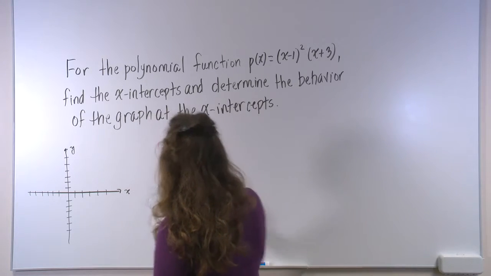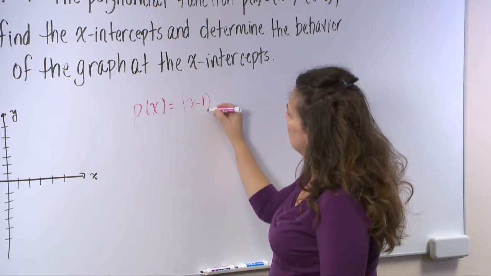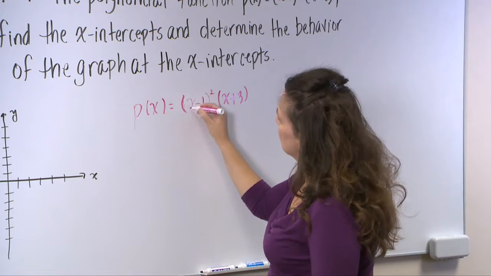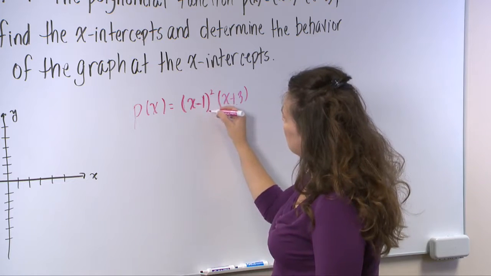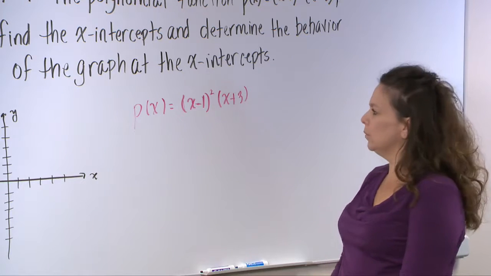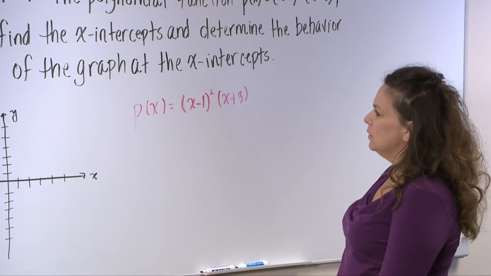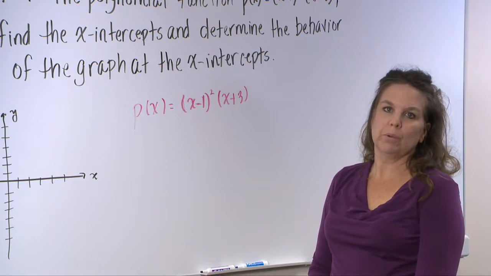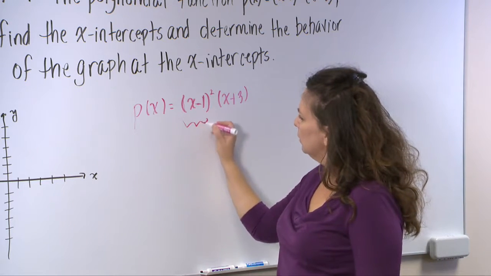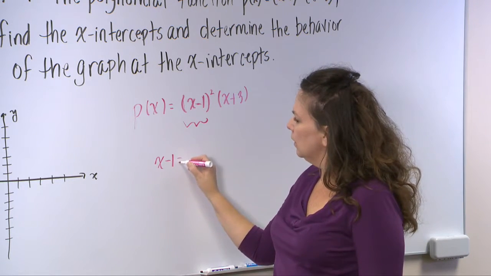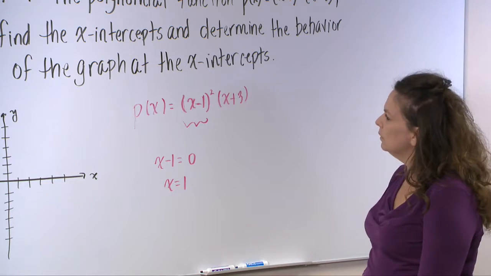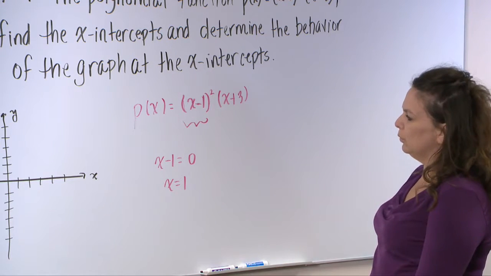So I'll go ahead and write down the polynomial function. We have p of x is equal to x minus 1 squared times the quantity x plus 3. This polynomial function happens to be in factored form, so it makes it easy to identify the roots or the zeros of the polynomial. Looking at the first factor, we have x minus 1. If I set that equal to 0, I would have x is equal to 1, and that is our first root or our first 0.